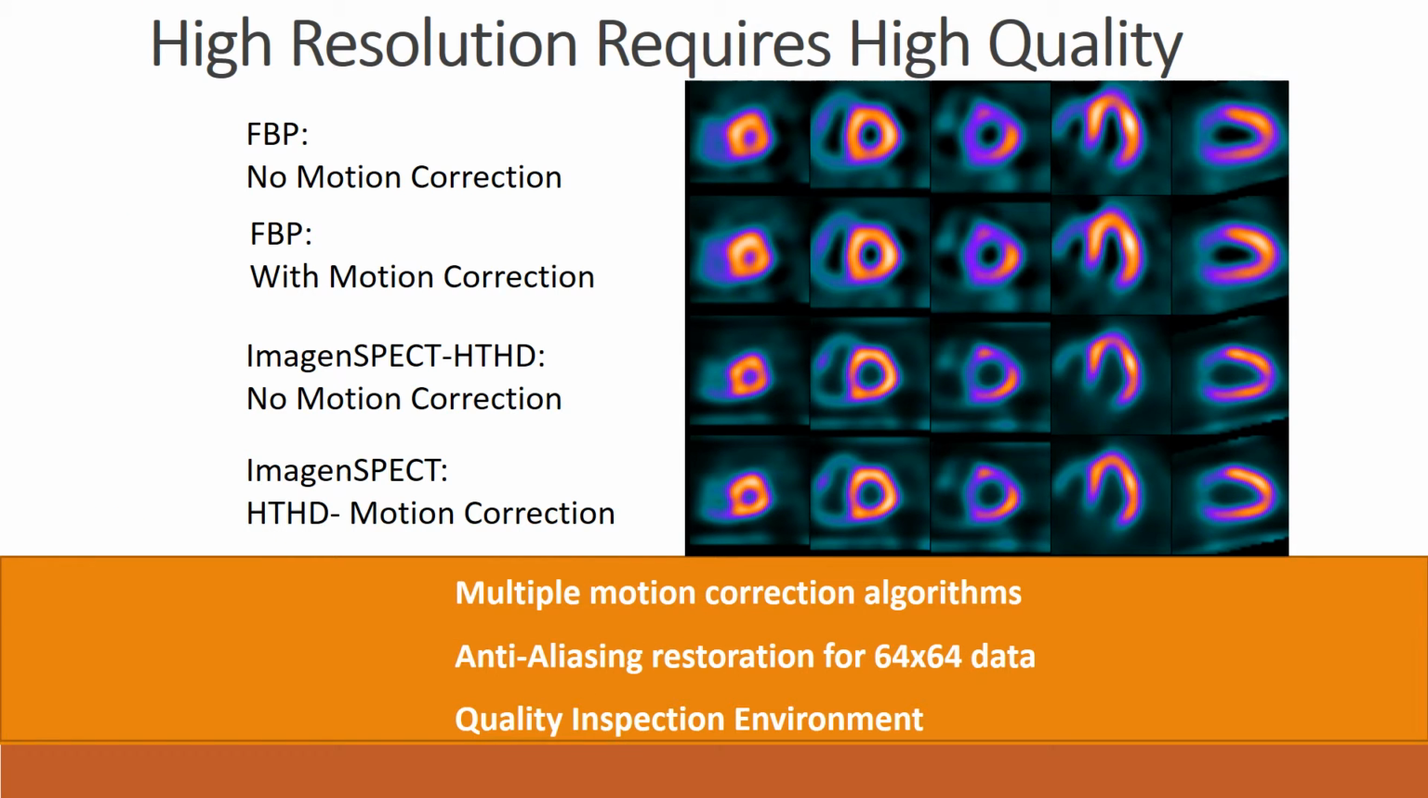As with all resolution recovery techniques, high-quality data is needed to avoid amplification of the image artifacts. In particular, patient motion can represent a significant challenge for these high-resolution reconstruction techniques. Raw data should always be inspected for patient motion, and vertical and lateral motion should be corrected when it is present.